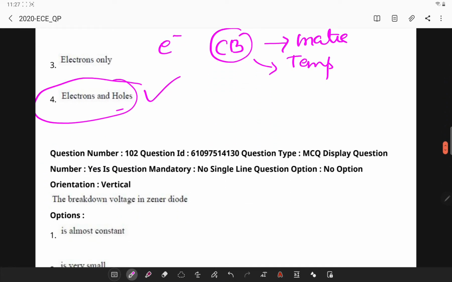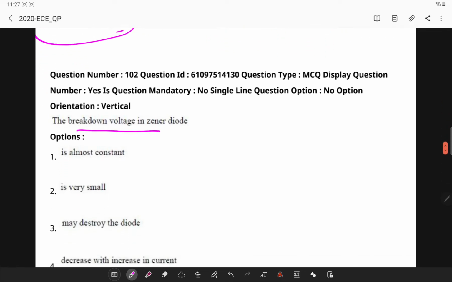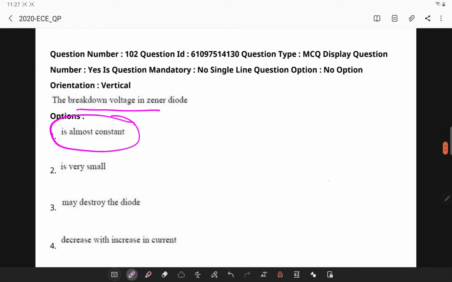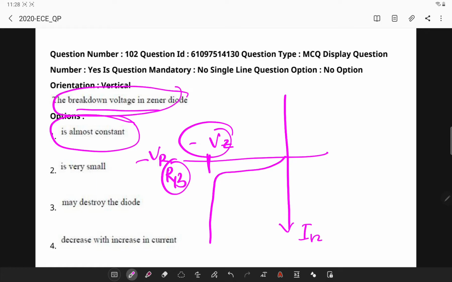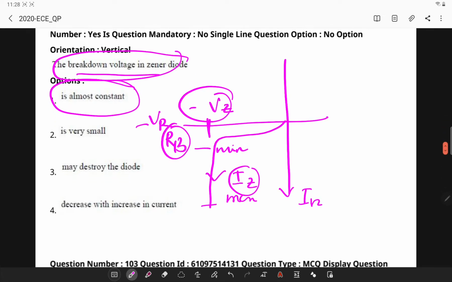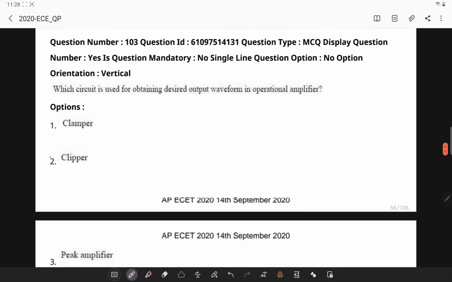Next, the breakdown voltage in a Zener diode is generally, if you remember the Zener diode characteristics, in the reverse bias at a particular voltage called Vz, which is a negative voltage. So this is the reverse bias operation. You will have reverse voltage and reverse current. So the breakdown voltage is constant at this particular point, and the current will be increasing, generally between two values, minimum and maximum.